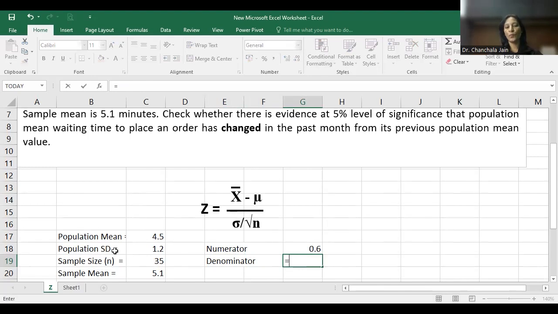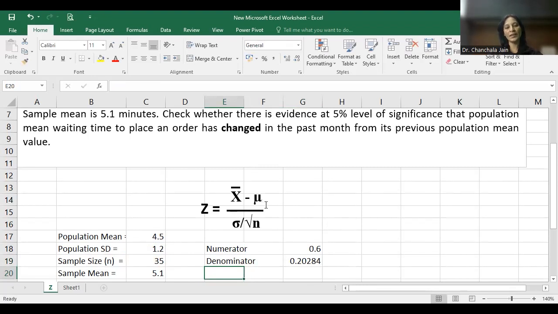Standard deviation of population is 1.2. So I am selecting 1.2, that is C18, divided by square root, the SQRT function I need to use here, and inside the bracket I need to select the sample size, that is 35. Closing the bracket, pressing enter, I'll get the value of the denominator.